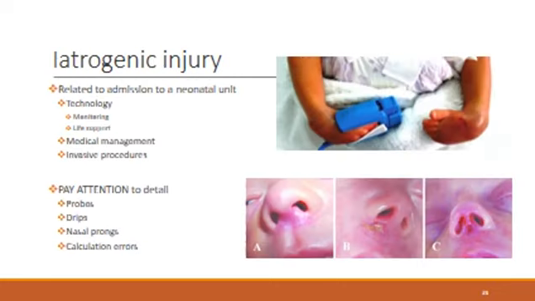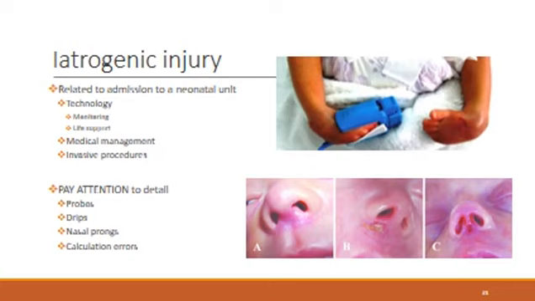When a baby is admitted to the neonatal intensive or high care unit, they are very vulnerable to iatrogenic injury. When a baby is admitted to the unit, technology is often used to monitor their progress, and life support may be needed to stabilize a critically ill neonate. Medical management might be injurious and therefore should be closely monitored, and invasive procedures are common to ensure that the baby is managed appropriately. Close attention to detail is necessary to prevent these injuries from happening.